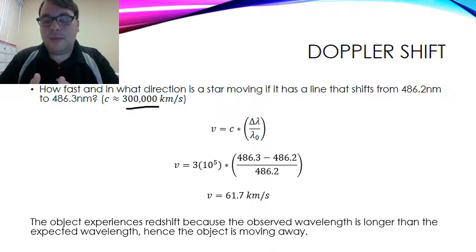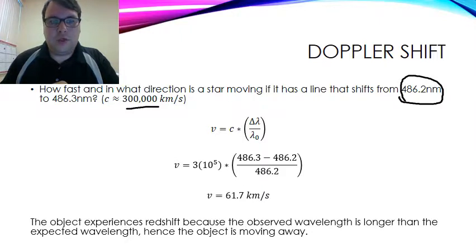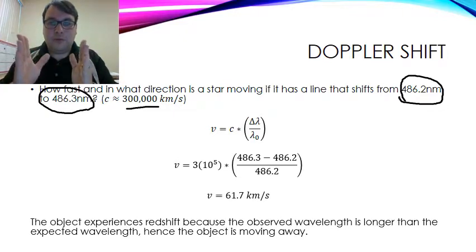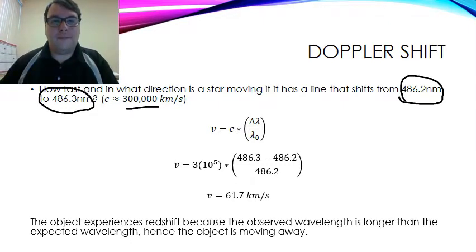Now, keep in mind, we're also asking in what direction. Is it blue shifted? Is it red shifted? We're actually seeing that this object is red shifted. It is moving away, and the way you can tell is that you're moving from 486.2 to 486.3 nanometers. That is an increase of wavelength. Because the wavelength got longer, we would see it lower energy, and so that would mean that this object is red shifted. It is moving away.